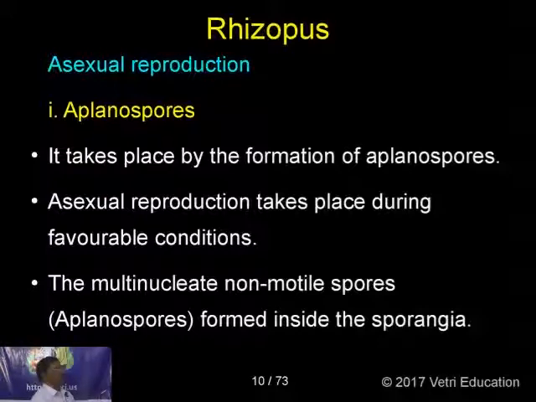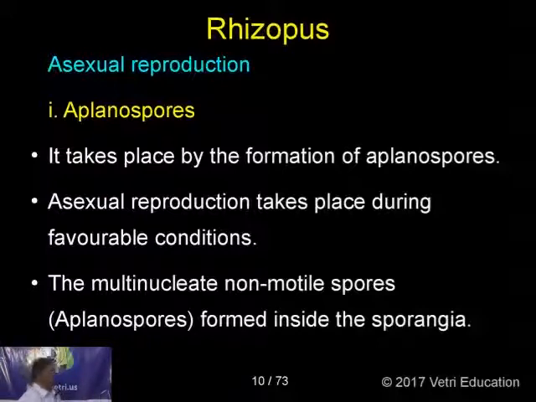It takes place by the formation of aplanospores, and asexual reproduction takes place during favorable conditions. Generally vegetative and asexual reproduction occur when the conditions are favorable and it has a luxuriant growth, when it wants to develop its generation or species. When the conditions are not favorable, and the place where it lives is going to desiccate, it produces sexual development, where the sexual spores are very heavy and have a thick wall, so that they can tide over the unfavorable conditions.